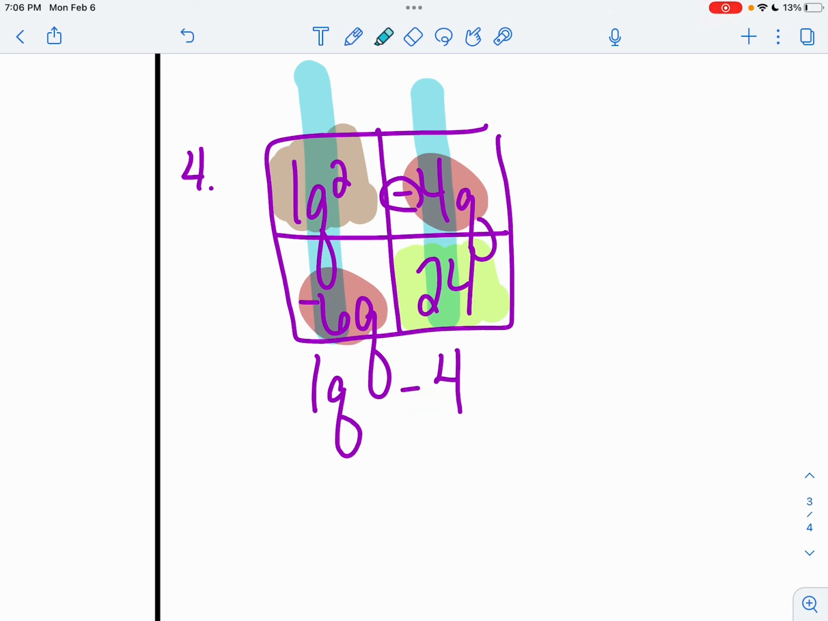What is the GCF of 1q squared and -4q? Q. And if they want a coefficient, it would be a 1. What is the GCF of -6q and 24? I'm going to go with -6. That's right. We started left to right. We took the sign of the left. That's right.